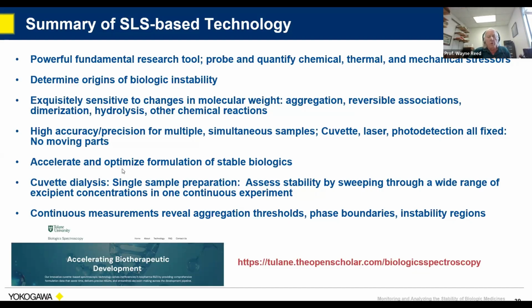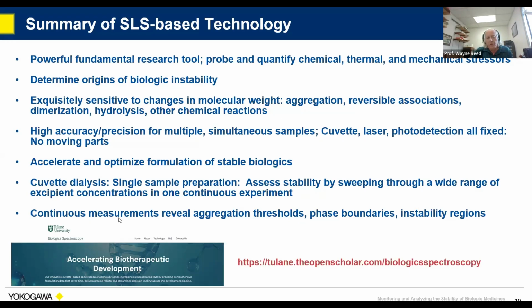So we've been using it with our industrial partners to help accelerate and optimize formulation, to get the stability that's needed for biologics. The cuvette dialysis is an adjunct we can use with the Argand and other instruments. This ability to sweep through a wide range of concentrations is especially handy. It's one sample, not 96 or more, and you can recover the biologic at the end. A lot of times these biologics are exceedingly precious. I'm sure some of you know, like 1 milligram takes 6 months.